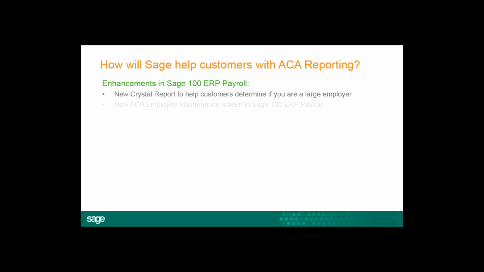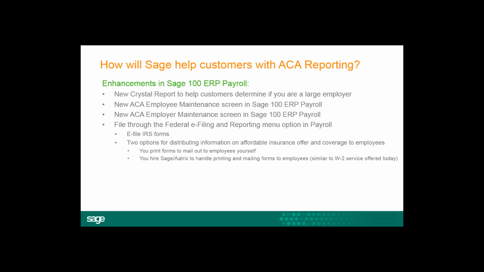All right? So what is Sage doing? Sage has put a Crystal report into the system to help you determine if you're a large employer. They're also giving us an employee maintenance screen and an employer maintenance screen. And in the e-filing and reporting, they're going to give you the ability to e-file the forms or to print out those forms and mail them out yourself. Just like you had in the past for the filing of W-2s, being able to print them to paper and file them yourselves, that form will now also be on the federal e-filing and reporting menu to either e-file it yourself or to print them out and mail it in, depending on whether you're over or under that 250 employee count number.